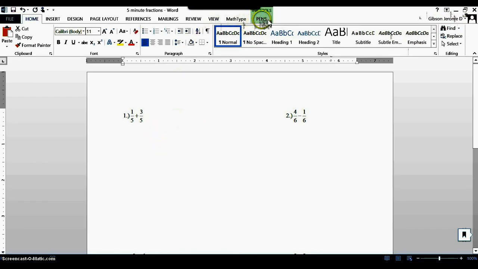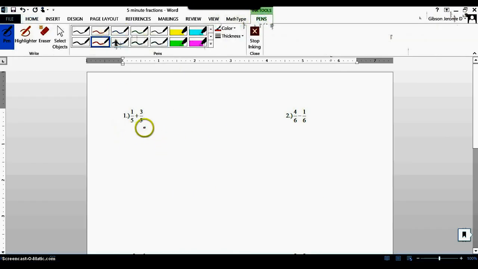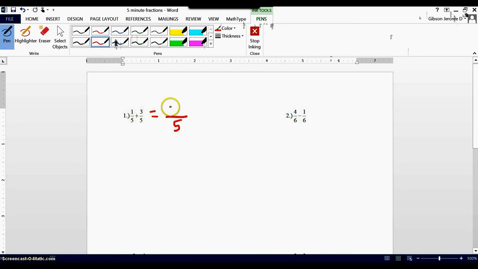Now we have these fractions. The first thing that you need to know in order to add or subtract fractions is that your denominators must be the same. Now we look here at number 1. You notice our denominators are 5. So we carry over our denominator, so our denominator, or bottom, stays 5. Now we come to our numerator. We just add: 1 plus 3 is 4. Now 4/5 you cannot simplify, so this is our final answer.